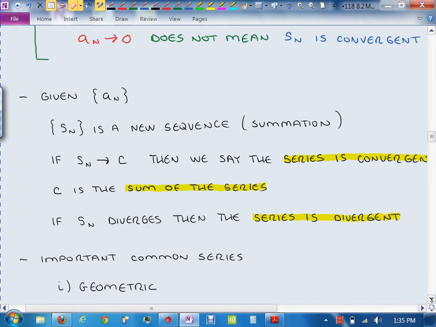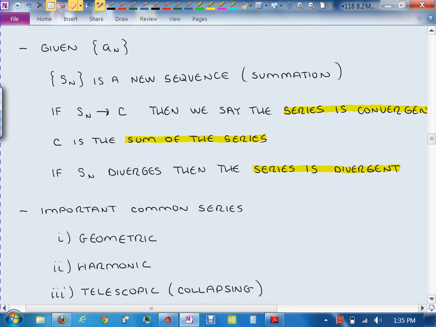All right, this is just some terminology. Given a sequence, then S sub n is a new sequence, which is the sum of all those pieces, right? If that series, which is this sequence, converges, goes towards a number C, then we say that the series converges. C is the sum of the series. C is what it approaches. If the series diverges, then we say that the series is divergent. That's just language.